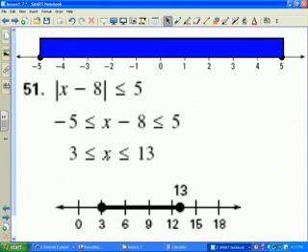Go ahead and solve that compound inequality for x. My algebraic solution would look like x is greater than or equal to 3 and x is less than or equal to 13. Graphically or geometrically, I can express those values, that solution set, like this.